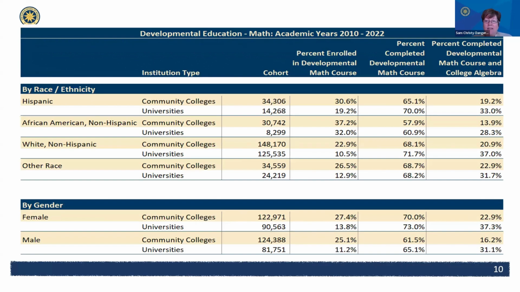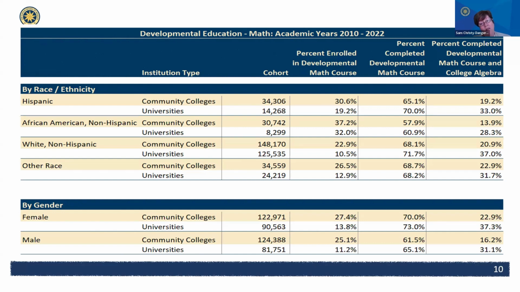This next slide depicts the same things over the same time period, but it breaks the students down by race and gender. First, I'd like to direct your attention to the column under the heading percent enrolled in developmental math course. You can see that Hispanic and African American students enrolled in a developmental math course at higher rates than their white counterparts in our system.